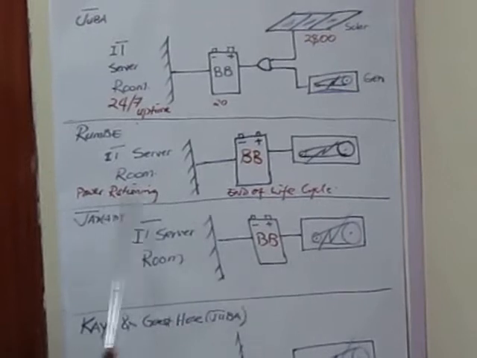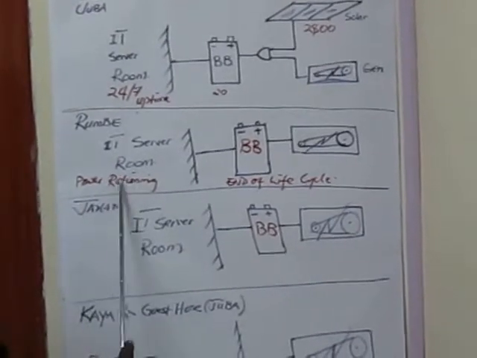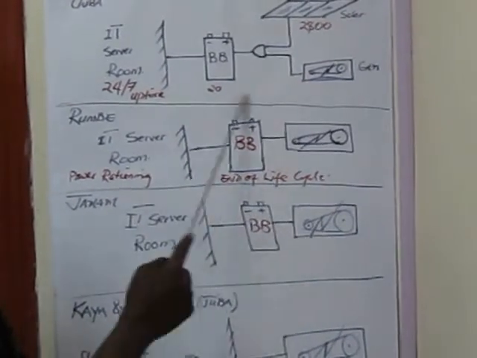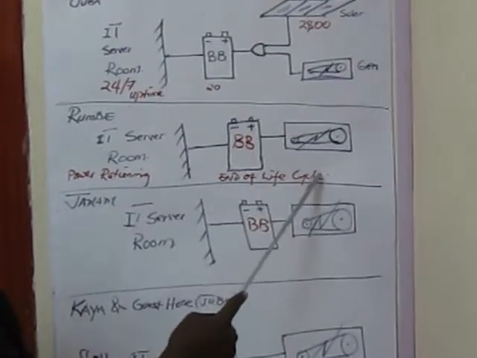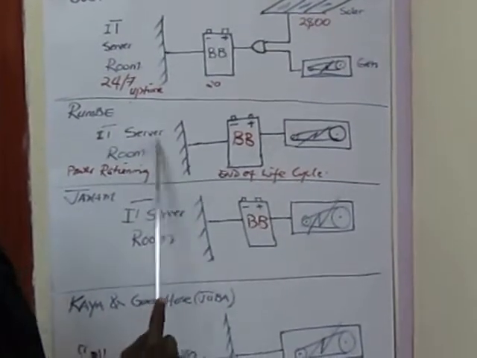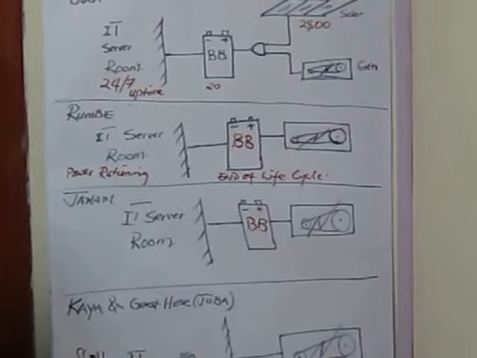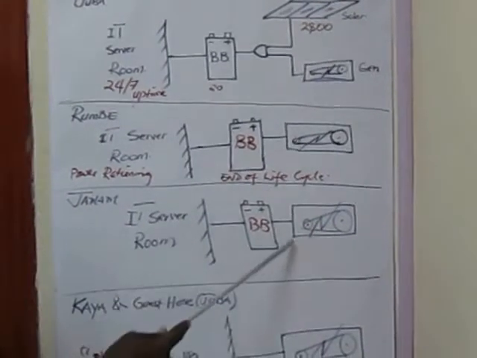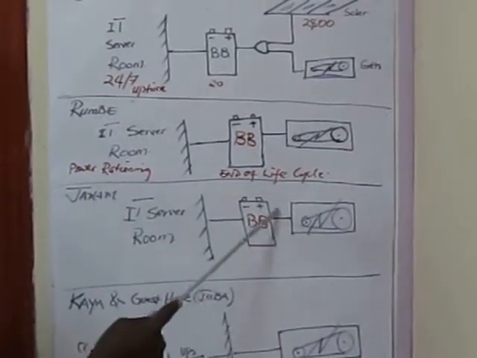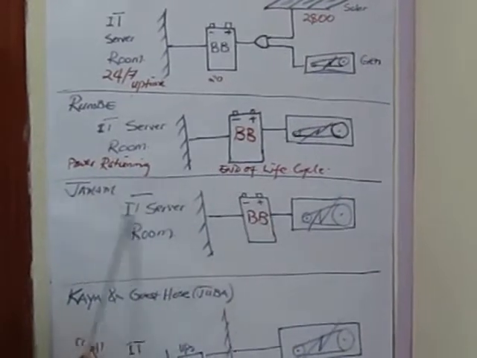and then the battery bank gives power to the server room. Power rationing is happening in Rumbek, not all the time, and also our batteries here are at end of life cycle, so we don't have an uptime of 24/7. The scenario in Jamam is the same as Rumbek, but the batteries, the battery bank, are okay.